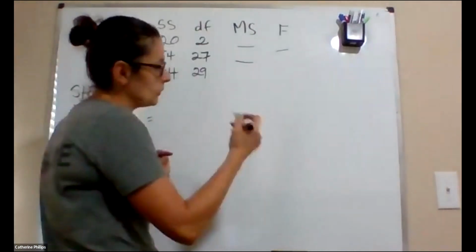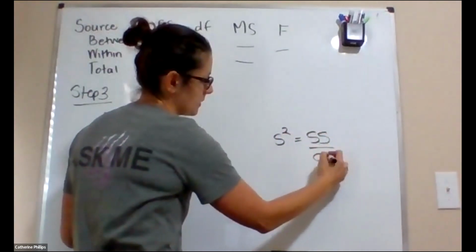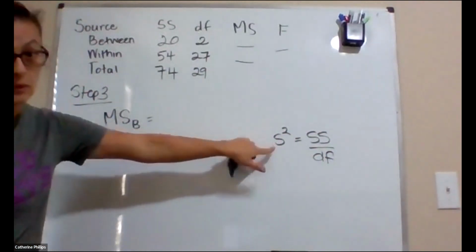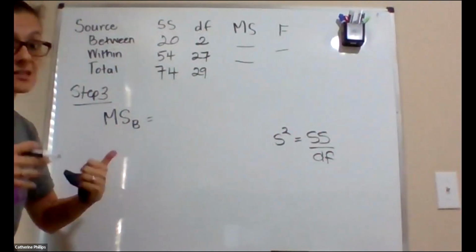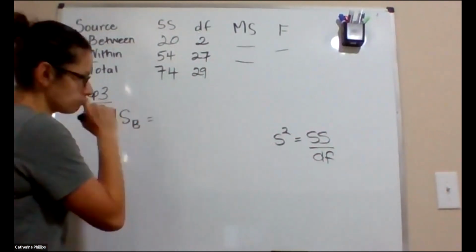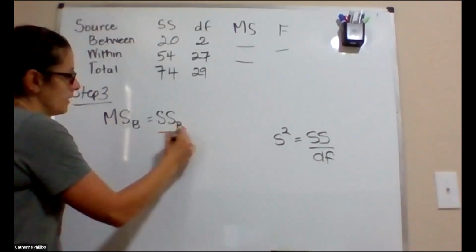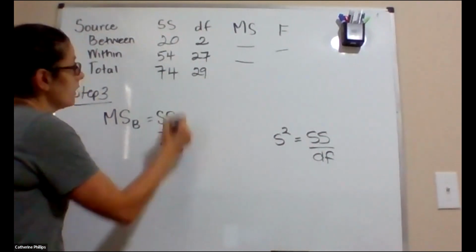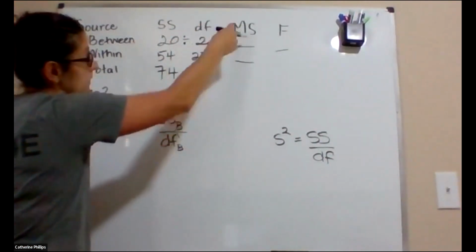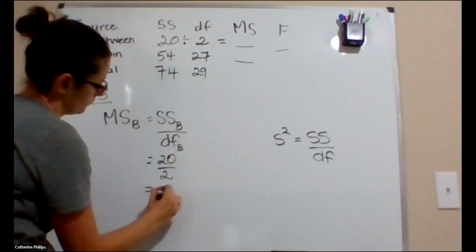If we go back to chapter 4, variance is sum of squares divided by degrees of freedom. And that's what we're going to do here, except instead of using this symbol, we use MS, because it's the mean of those between group variances. So it's sum of squares between divided by degrees of freedom between. And look at this. Sum of squares between divided by degrees of freedom equals the mean square. So 20 divided by 2 is 10.